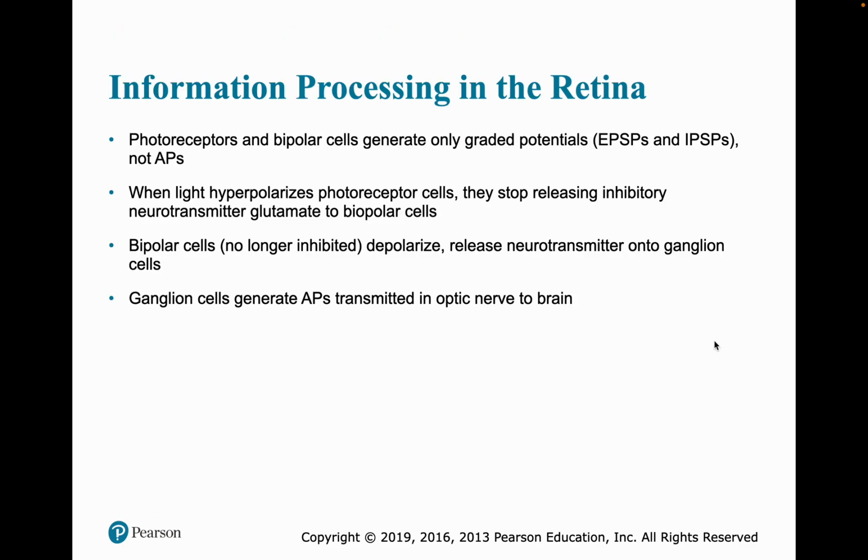Photoreceptors and bipolar cells only generate graded potentials, not action potentials. When light hyperpolarizes photoreceptor cells, they stop releasing the inhibitory neurotransmitter glutamate to bipolar cells. Bipolar cells, which are no longer inhibited, can then depolarize. They release neurotransmitter onto the ganglion cells. It's the ganglion cells that generate the action potentials that get transmitted along the optic nerve to the brain.